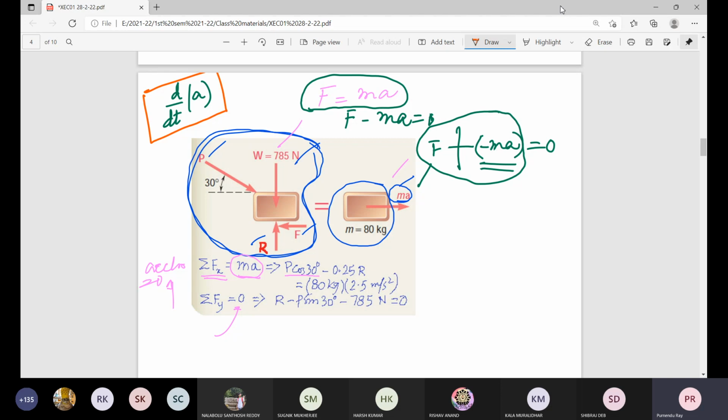So that jerk is a very important quantity, and for living beings there is some restriction on the magnitude of jerk.